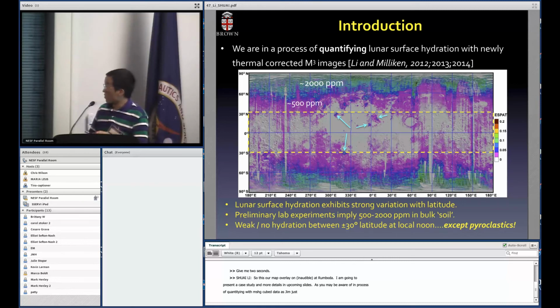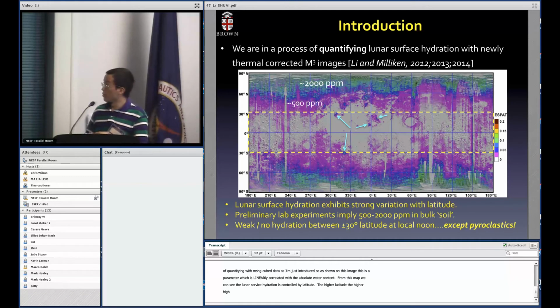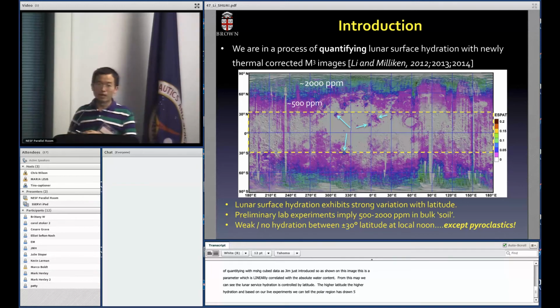So as shown in this image, this is a global mosaic of the half-depth band parameter, which is linearly correlated with the absolute water content. From this map, we can see the lunar surface hydration is dominantly controlled by latitude. The higher the latitude, the higher the hydration. Based on our lab experiments, we can tell the purple region is around 500 ppm hydration. If you go to the green to cyan region, it may have around 2000 ppm hydration.